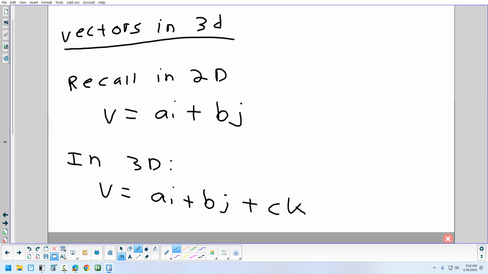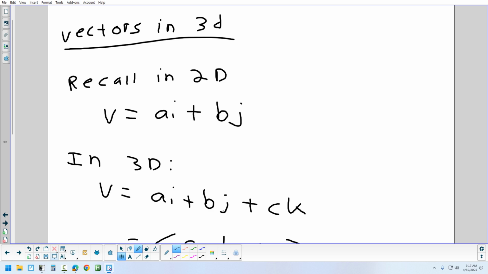So in 3D, now you have an i, a j, and a k. So i tells you how many vectors to stack along the x-axis. j tells you how many vectors to stack along the y-axis. And k tells you how many vectors to stack along the z-axis.